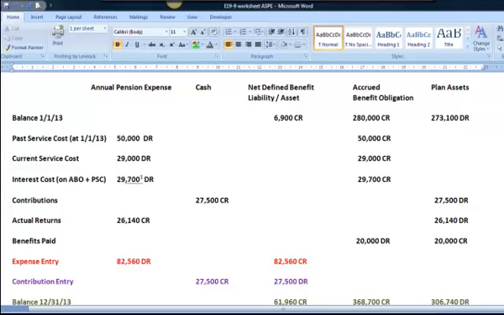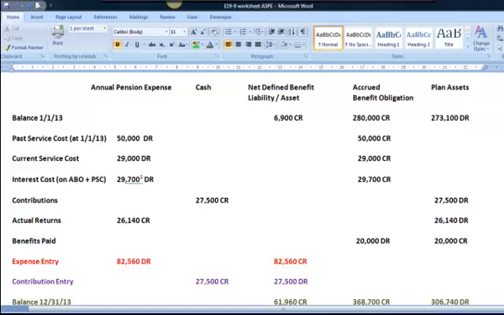Hi folks, welcome to this short video on preparing a pension worksheet for a company that follows ASPE, or Accounting Standards for Private Enterprises. And we're talking here in this question about using the immediate recognition approach.